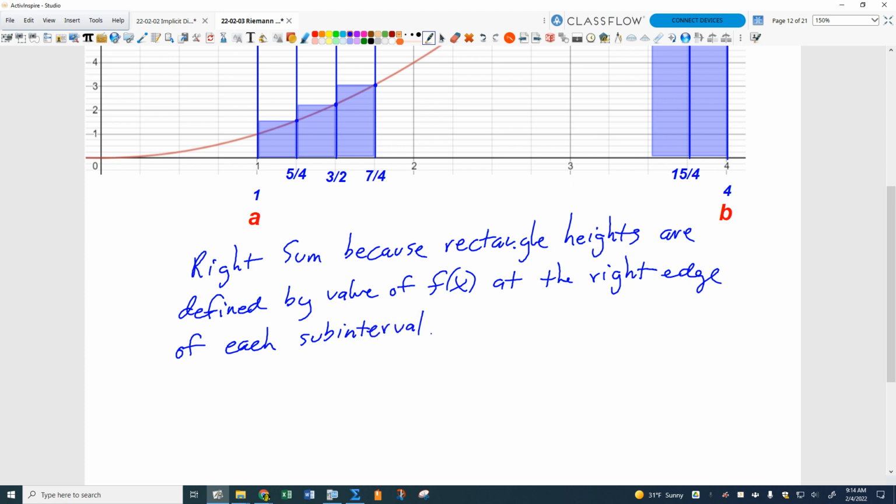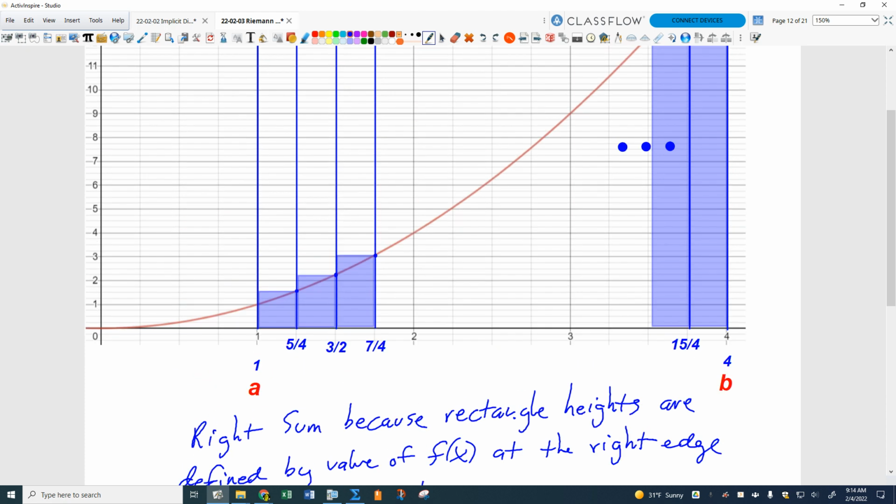Okay, that's really important. So it's a right sum because the rectangle heights that are defining the areas of the individual rectangles are tied to the value of the function at the right edge of each subinterval. Everybody see how that works, right? So these are the points, like the right edge of the first subinterval is there. So that's defining the height of the first rectangle. The second subinterval, there's the right edge of the second subinterval. That's defining the height of the rectangle.